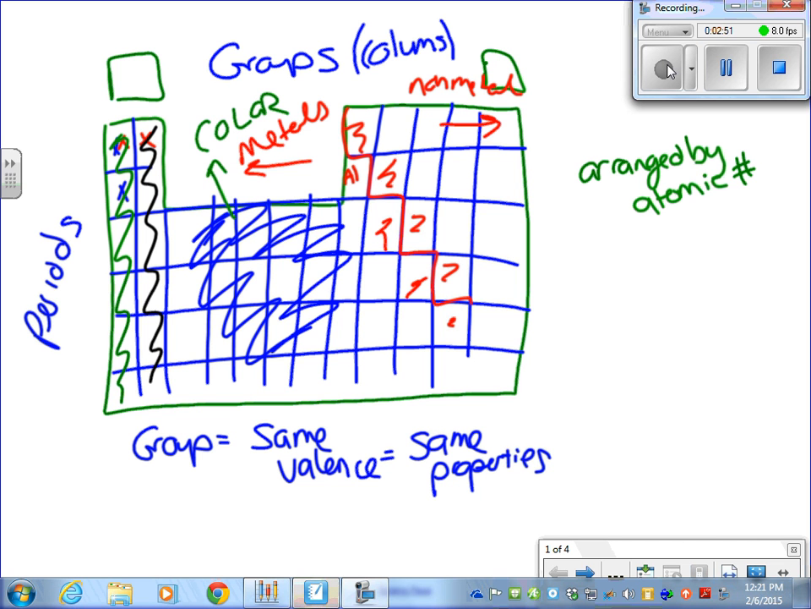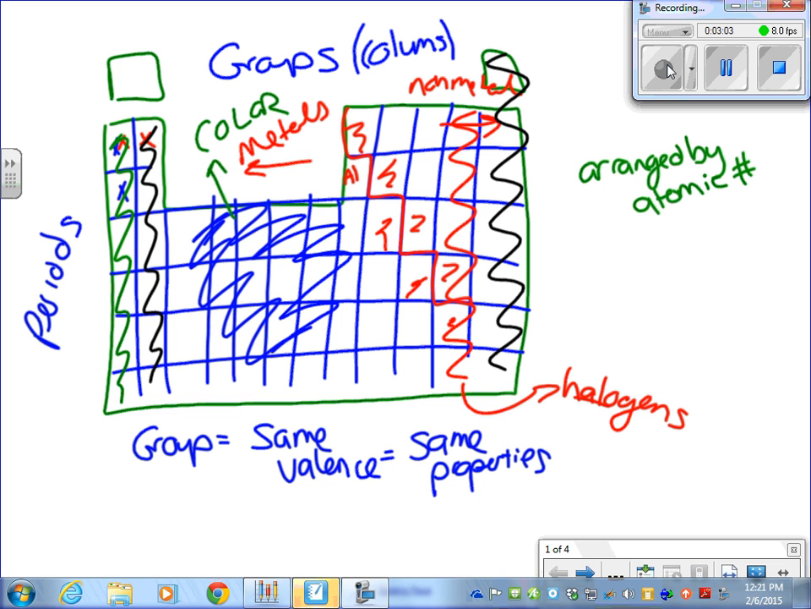Then you've got group 17. These are your halogens. They're the halos next to the gods of chemistry. Over here, your noble gases. Noble gases do not react because they have a full valence shell. They are inert. They are the gods of chemistry. They are perfect and happy and stable because they have full valence shells. Those are the groups that you need to know.